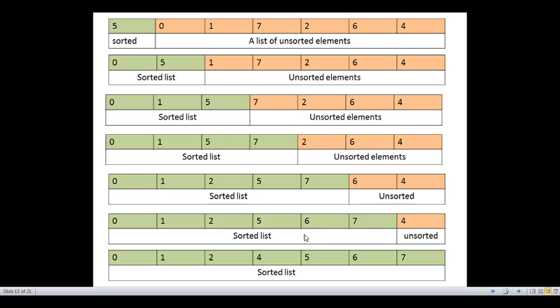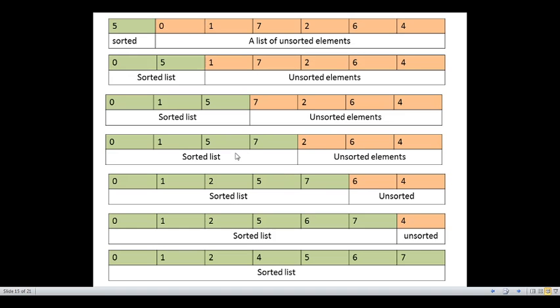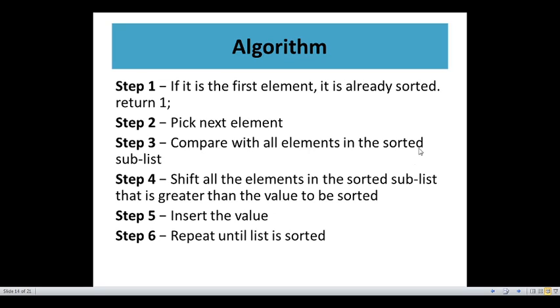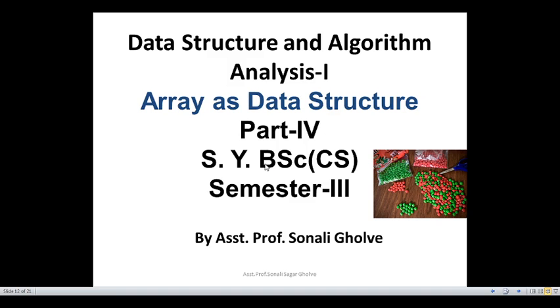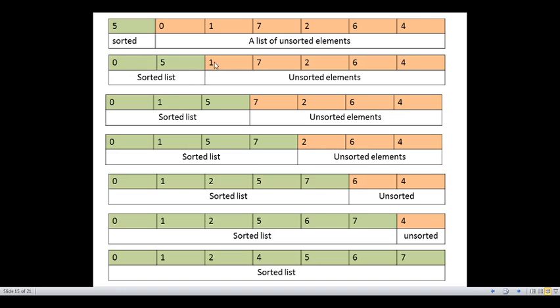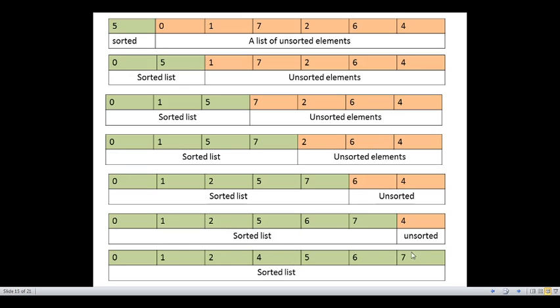Let's see the algorithm one more time. If it is the first element, it is already sorted, return 1. Pick the next element. Compare it with all the elements in the sorted sublist. Shift all the elements in the sorted sublist that are greater than the value to be sorted, and then insert the value. Repeat until the list is sorted.